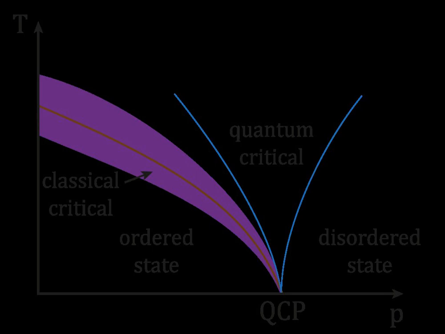For this system, the Green's function can be written near its poles in the form G(omega, p) approximately equals Z/(omega + mu - epsilon_p), where mu is the chemical potential and epsilon_p is the energy corresponding to the given momentum state. The value Z is called the quasiparticle residue and is very characteristic of Fermi liquid theory.